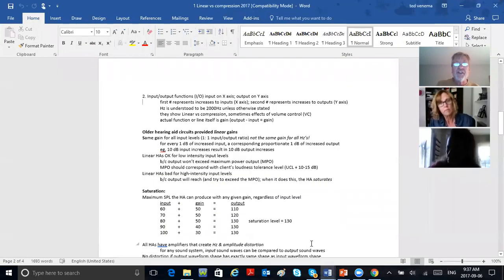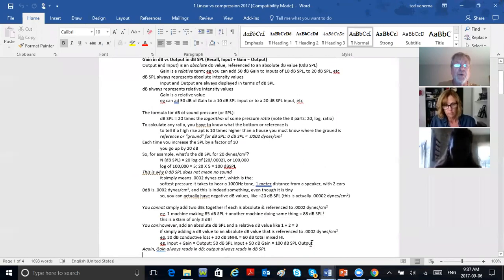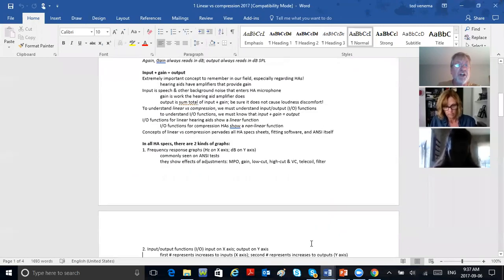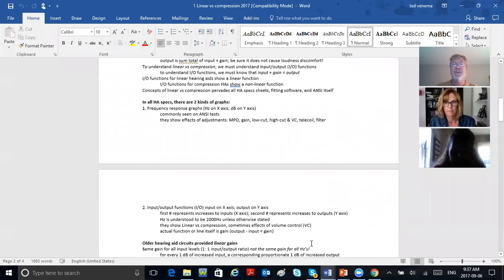If I scroll all the way up, we went down page one, and I'll scroll to the bottom of page one. We talked about input plus gain as output. Then at the bottom of page one, we talked about how in all hearing aid specs there are two kinds of graphs. One is a frequency response graph, and the other is an input-output function.